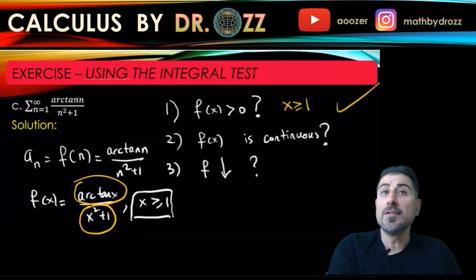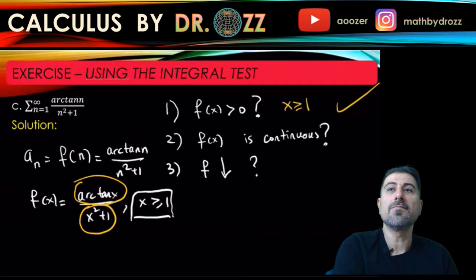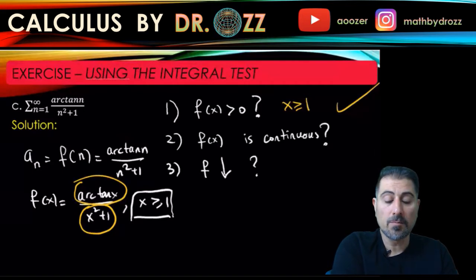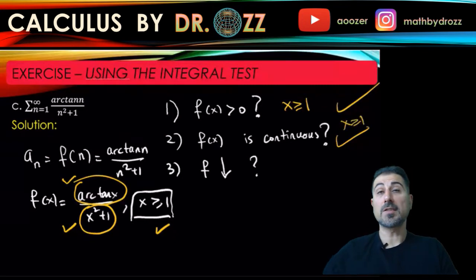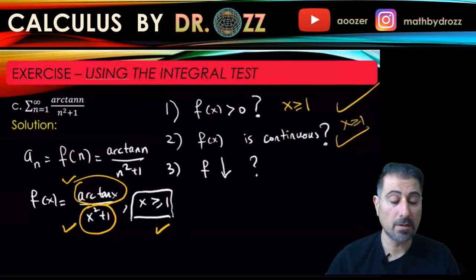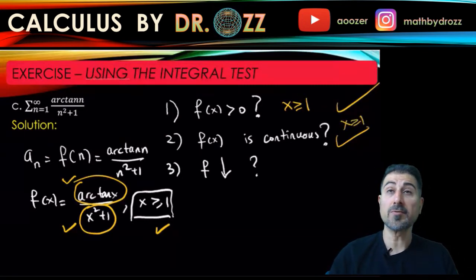Is f continuous? Well, f is the quotient of two continuous functions in their domain, obviously. Polynomials are always continuous. Arctan is continuous, and specifically for x greater than or equal to 1, yes, f is a continuous function. And you're using our skills from calculus, obviously here, and in number 3 as well, right?